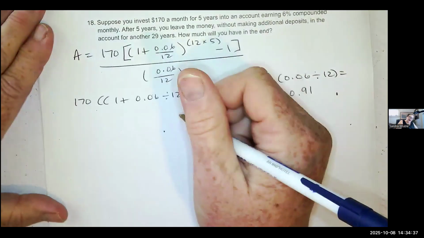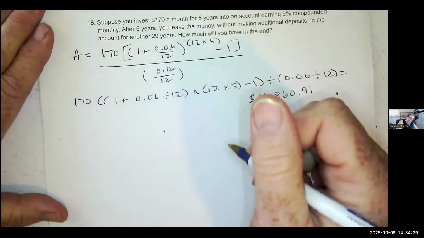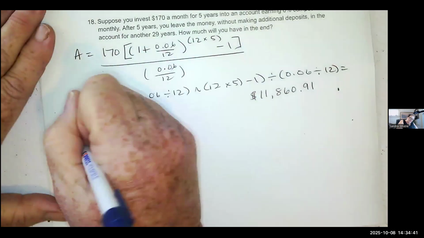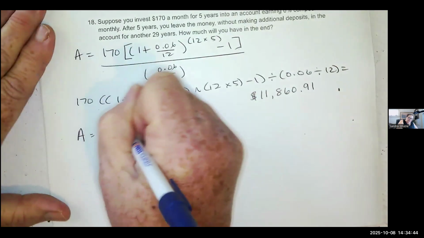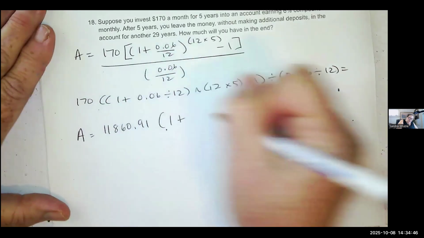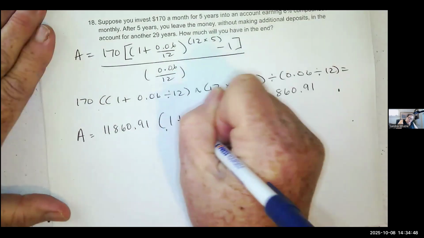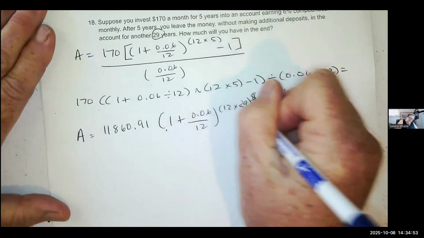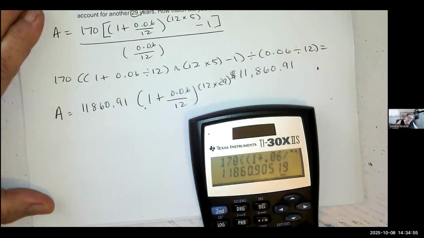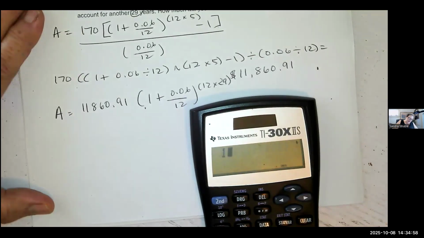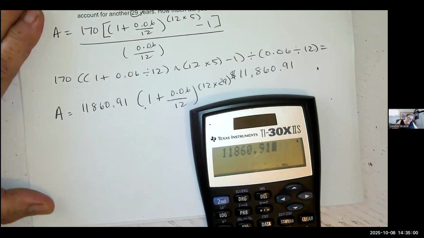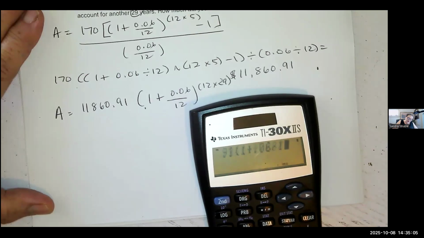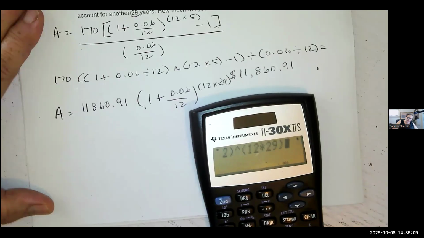So now we're going to take our compound interest formula, and this will become our P: 11,860.91. The rate is 6%, compounding 12, and we're going to leave it in for another 29 years. This one is what we're going to use for our final answer. So 11,860.91, parenthesis 1 plus 0.06 divided by 12, close, caret, open, 12 times 29, close, and equals.